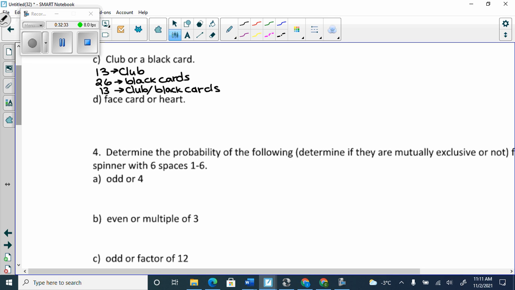And I do this lineup when it says or. Do you see that? When it says or. Oh, crud, there's overlap, isn't there? Actually, all the clubs are black cards. There's a lot of overlap. So is this mutually exclusive or not? It's not mutually exclusive.